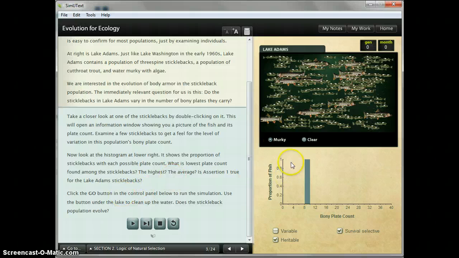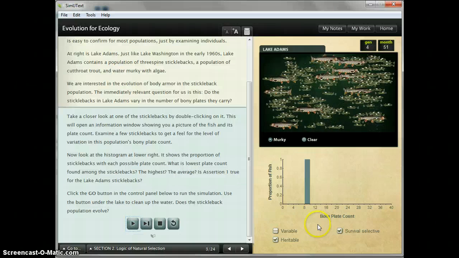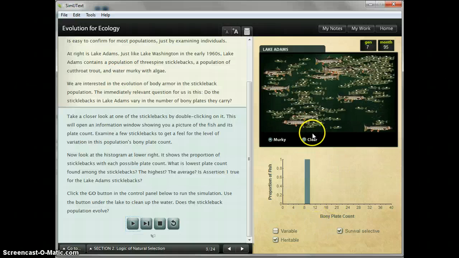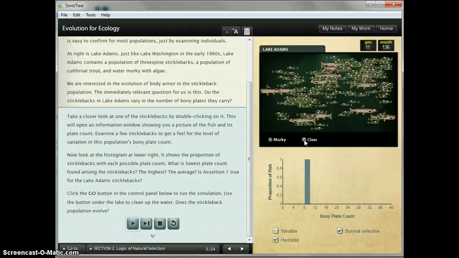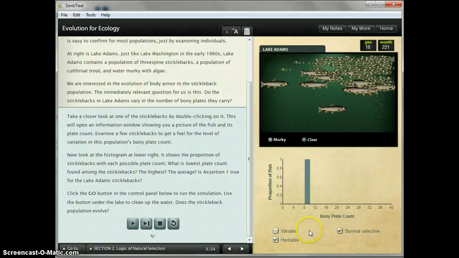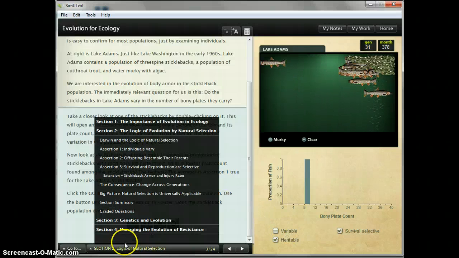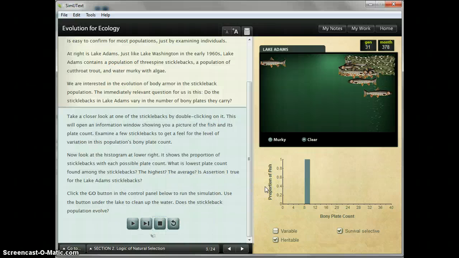If we run the simulation now while it's murky, you'll notice that there is no change. If we switch the simulation so that the water is clear, there is still no change. So if we have no variability in the population, there is no variability for natural selection to act upon. Without the variability, we have no natural selection, and without natural selection, our population does not change.